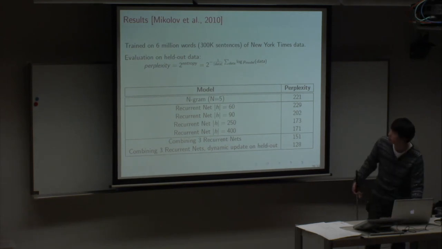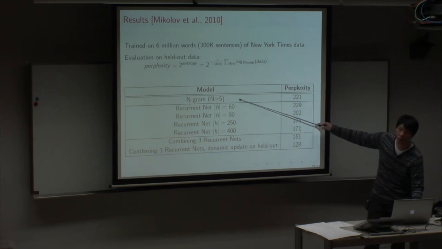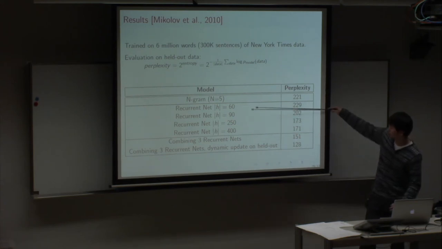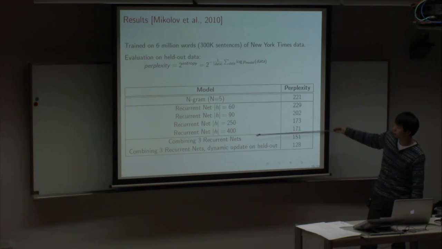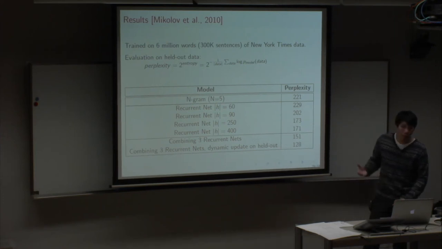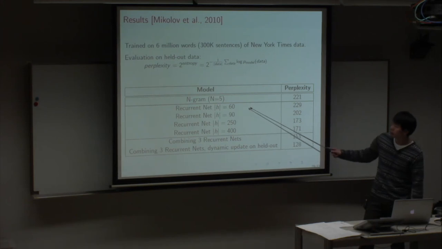I guess this is not that important, just to show that recurrent nets can do better than the traditional n-gram model. So perplexity is a common thing people use to measure how good your language model is. In perplexity, the lower the number, the better. You can think of it as how perplexed you are when you see data.